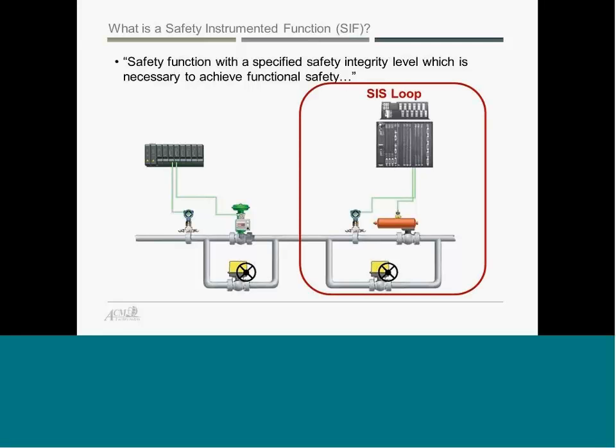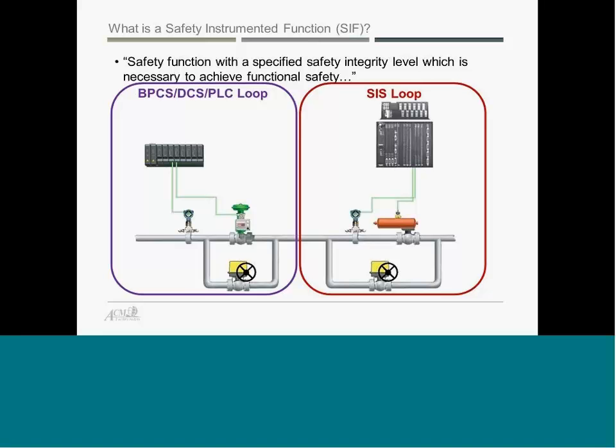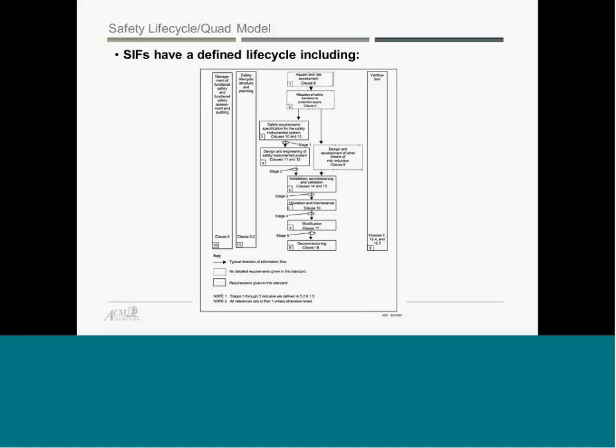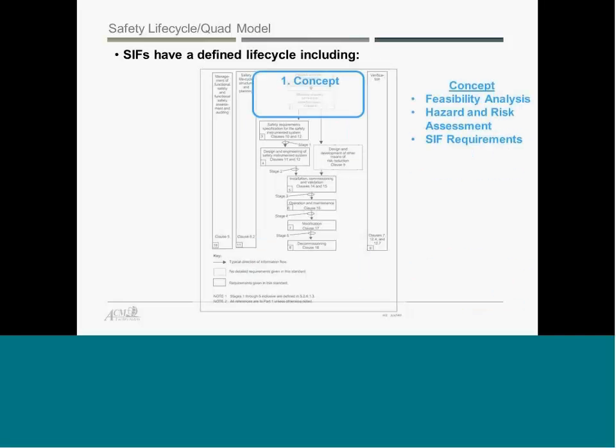Well, on the right, we have an SIS loop. On the left, we have a BPCS, or Basic Process Control System, or PLC loop. What's the physical difference between these? Not a whole lot. I've heard people say it's voting. That's not necessarily true. The only real difference between these two is that SIFs have a defined life cycle. It's defined by the IEC 61511 standard, or ANSI 84, which are essentially the same thing, at least.